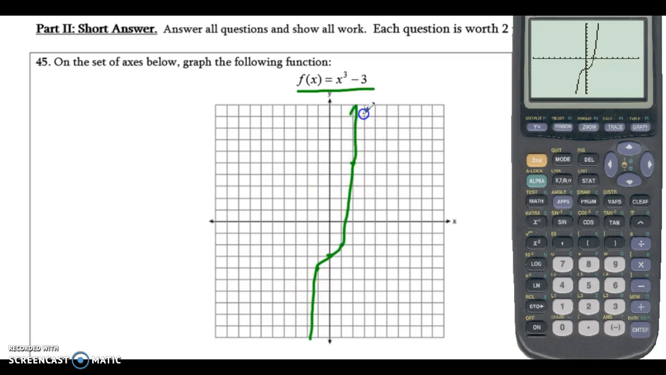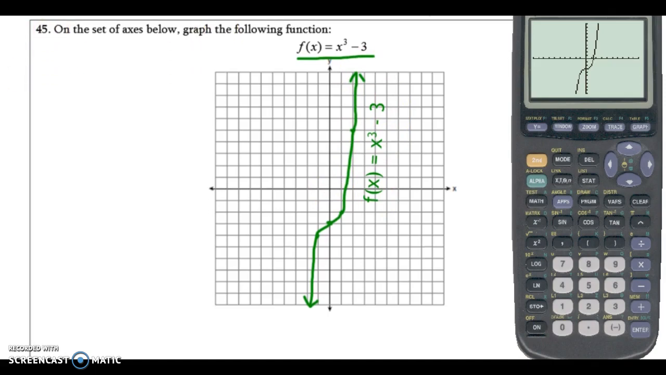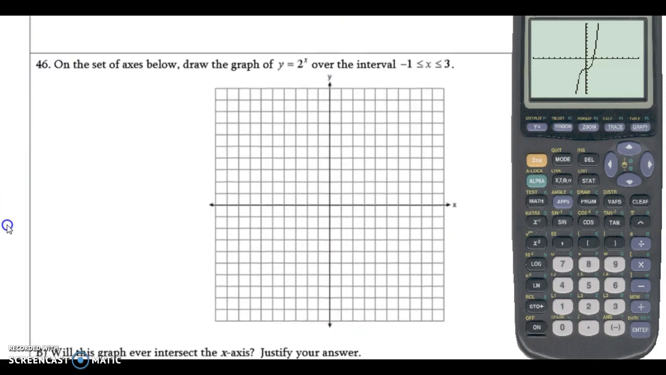Remember that it is a function that is ongoing. It's going to keep on going infinitely in the positive and negative y directions. I'm also going to make sure that I label this graph to show what function it is. So it's going to look like this. So there you have it. You've graphed it. You've given it a label. There's 2 easy points. Moving on to question number 46.